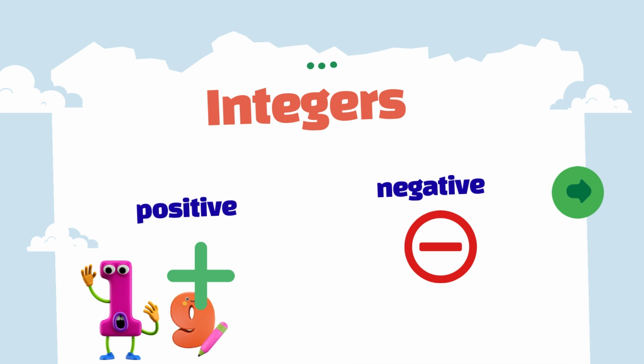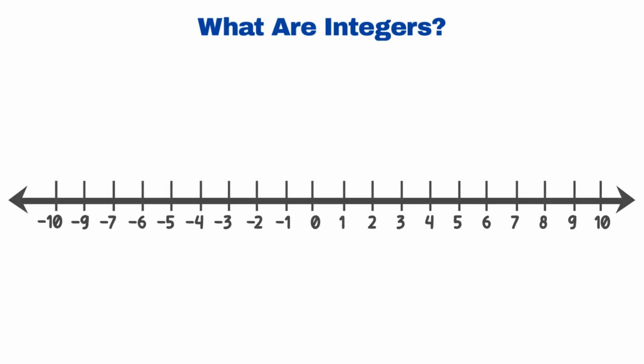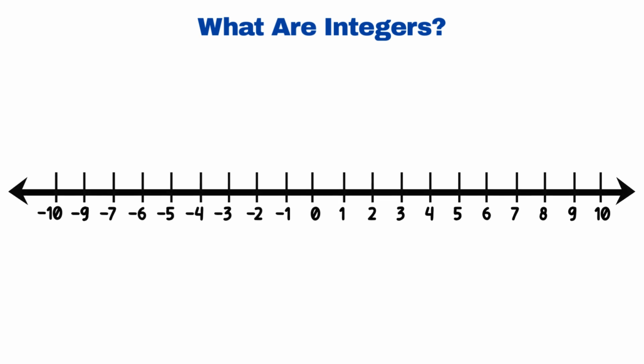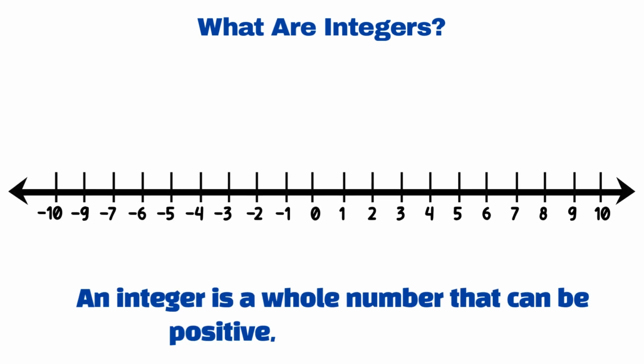Today we're learning all about integers. Let's go. What is an integer? An integer is a whole number. It can be positive, negative, or zero.